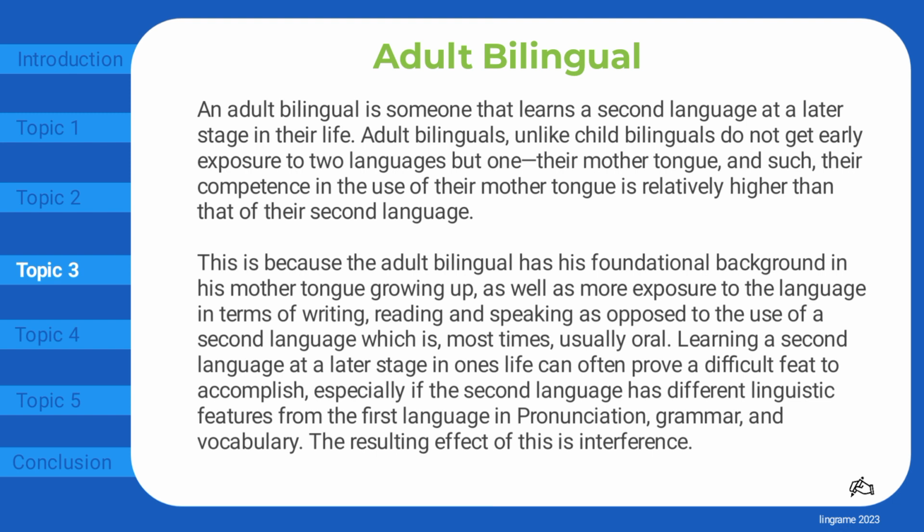Adult bilinguals, unlike child bilinguals, do not get early exposure to two languages, but one, their mother tongue, and as such, their competence in the use of their mother tongue is relatively higher than that of their second language. This is because the adult bilingual has his foundational background in his mother tongue, growing up, as well as more exposure to the language in terms of writing, reading and speaking, as opposed to the use of a second language, which is, most times, usually oral.